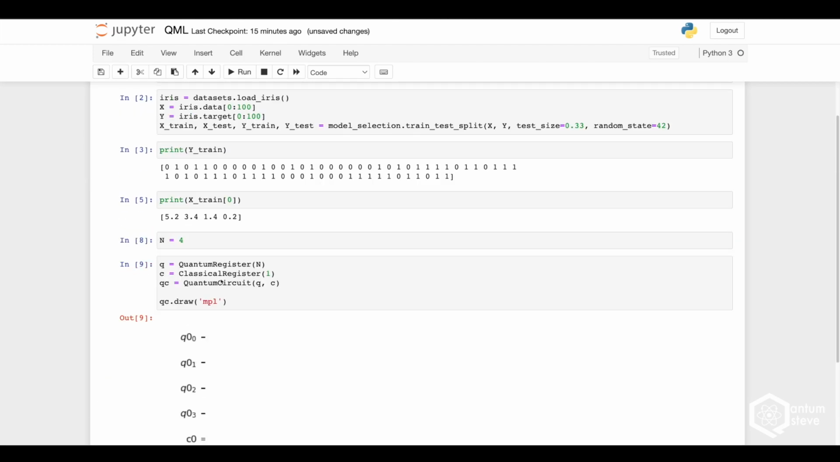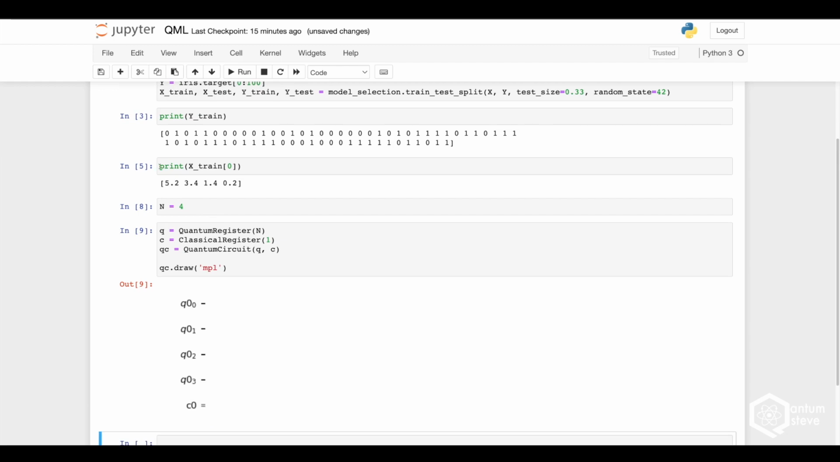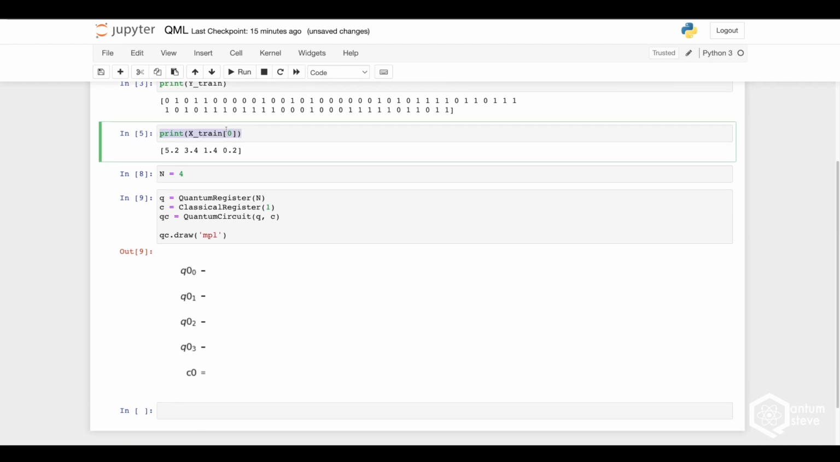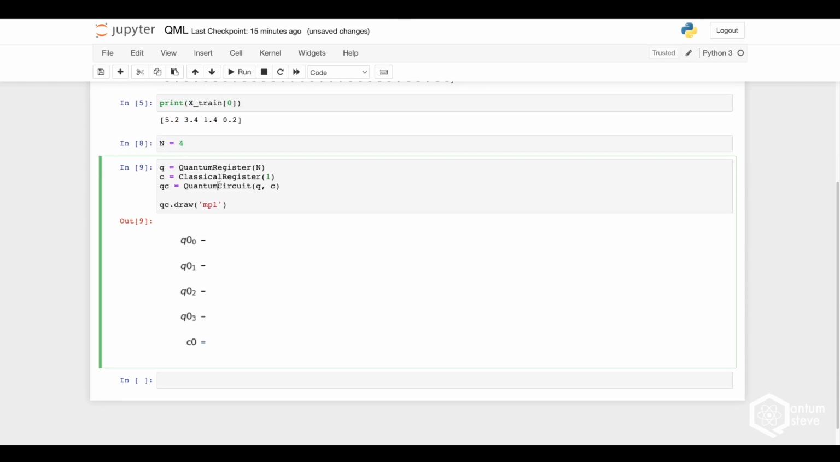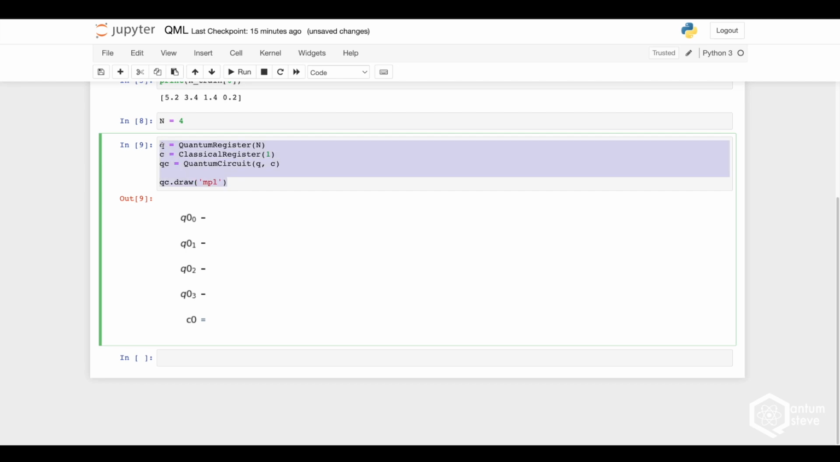All right, so since we have here four features in our classical data, I'm using 4 qubits. So n, the number of qubits, is 4, and then I've just here basically initialized a quantum circuit. As you can see here, we have 4 qubits and 1 classical register, which is where the result is going to be written to. So the measurement is going to be written there, the classical output.